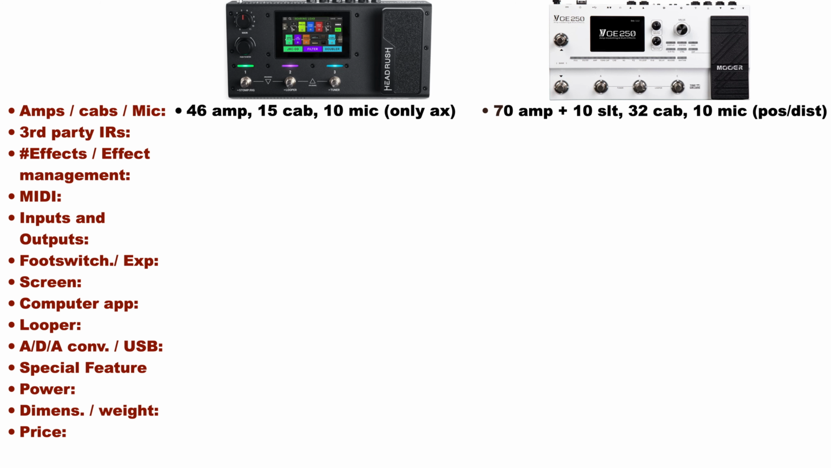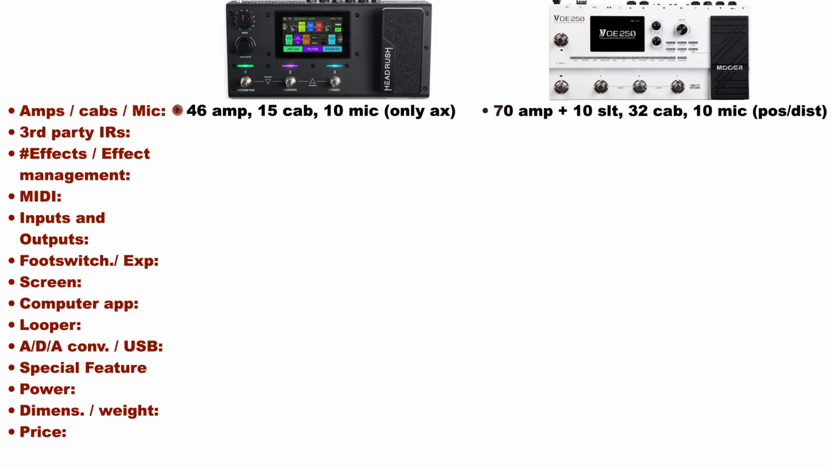First of all, in the MX5 we have 46 amps, 15 cabs and 10 mics, where you can set only if the mic is on axis or not, but not the position or distance. On the other hand, in the Mooer GE 250 we have 70 amps with 10 more slots to be used to load profiles, 32 cabs and 10 mics, where you can change the distance and the position of the mic.